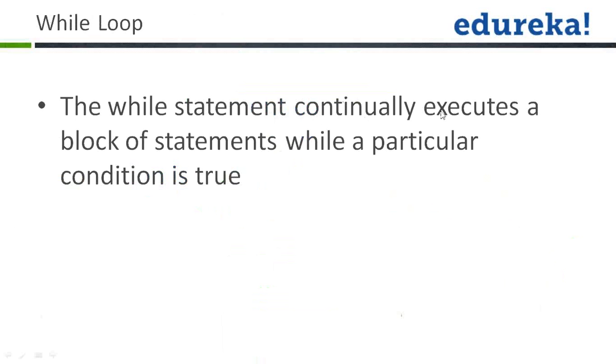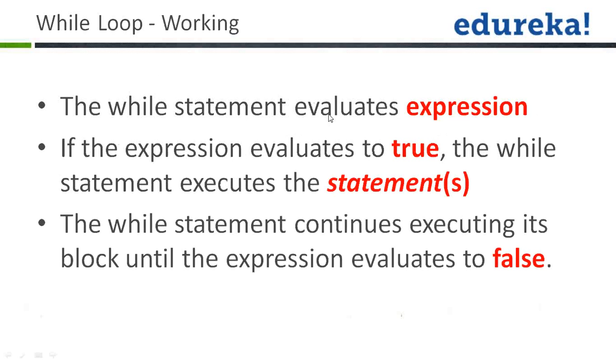The while statement continually executes a block of statements while a particular condition is true. Generally a while loop is used when you have a condition like infinite and you are not sure of the number of iterations. If you are not sure about that, go for a while loop. Now, the working: the while statement evaluates the expression. If the expression evaluates to true, the while statement executes the statements. The while statement continues executing its block until the expression evaluates to false.